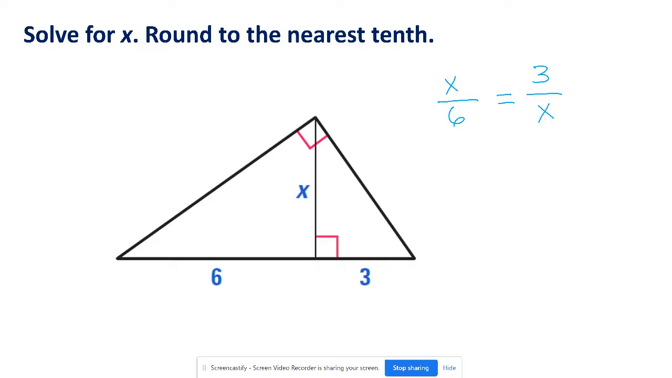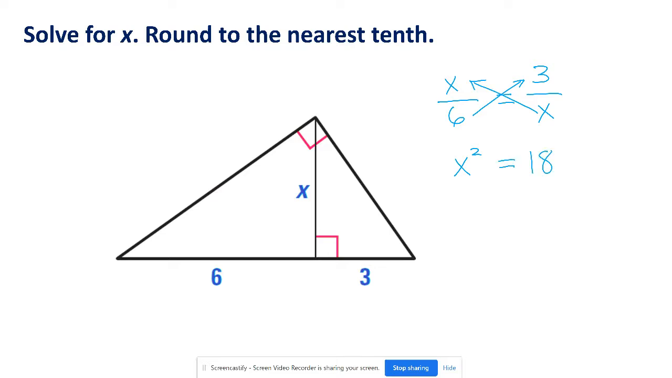One thing you'll notice is when you have this situation that we've had on these last two problems, when you set it up, if you do it correctly, you should have the x on top in one fraction and on bottom in the other fraction. They should end up in opposite places if you do this correctly. So I'm going to cross multiply again. X times x is x squared. 6 times 3 is 18.